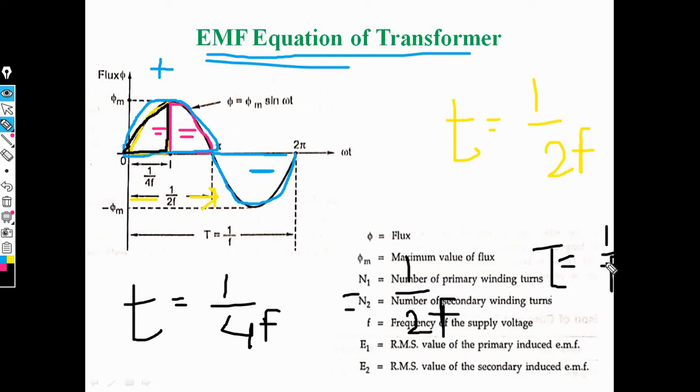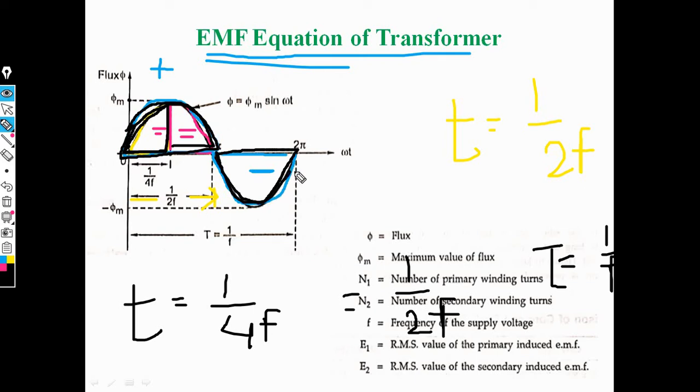Now this is the waveform description. We have considered time as 1 upon 4f, that is half of the half cycle, and this half of the half cycle is the same as the next quarter cycle, and this whole half cycle is the same as the other half cycle.